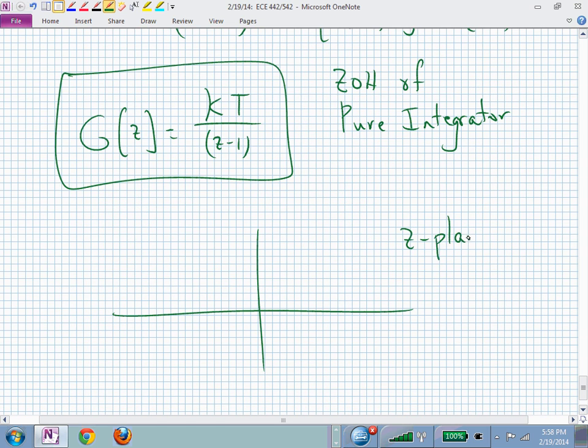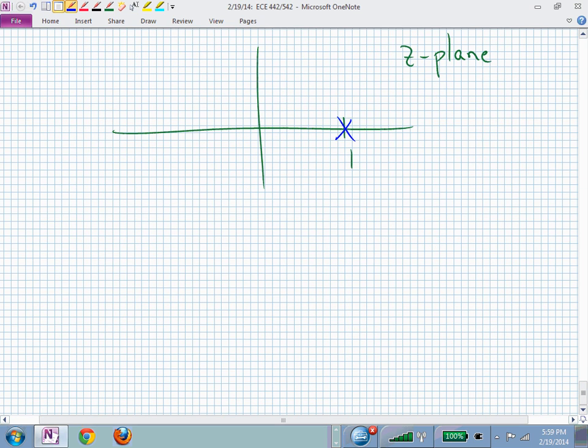And if we were looking at the pole zero diagram for that system, what would it look like? We simply have a single pole at z equal to 1, which is consistent with our pure pole, or our pure integrator in the S-plane. It had a pole right at the origin. So that's somewhat consistent with the S-plane or the analog system.